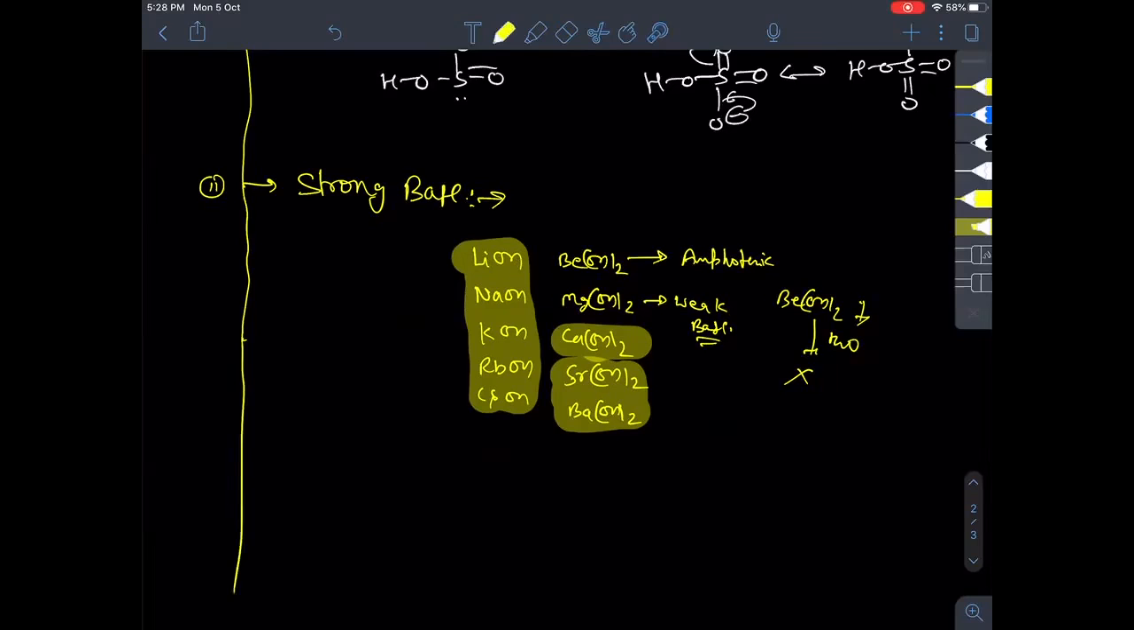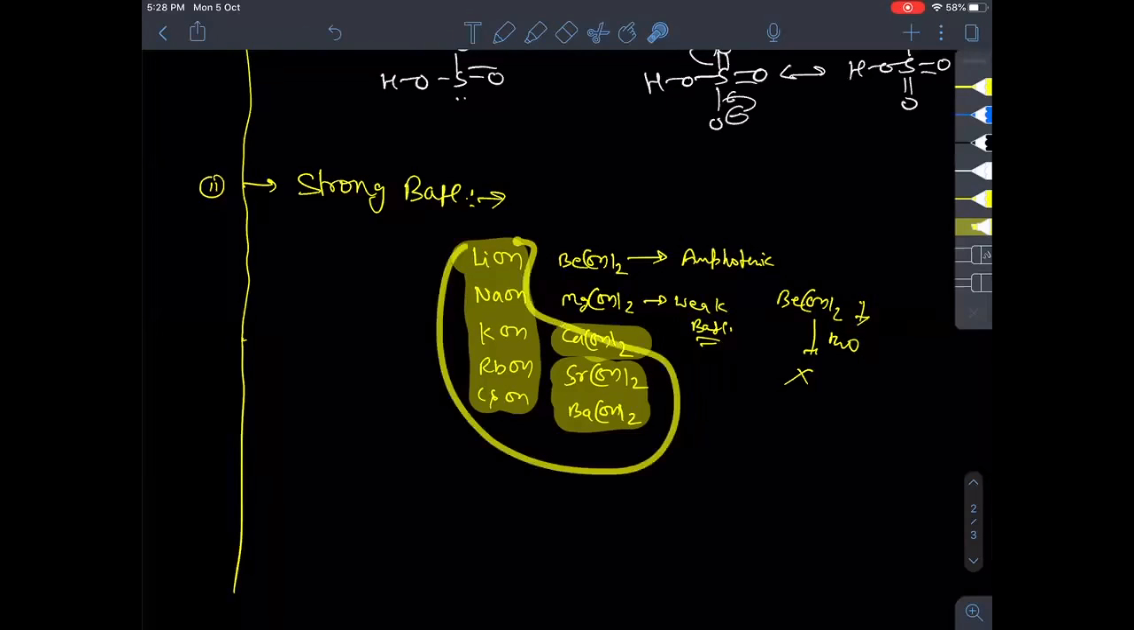Apart from these, which are colored over here, there is no hydroxide in the entire periodic table which is basic. Now moving on from strong bases, to the third thing, that means salt.